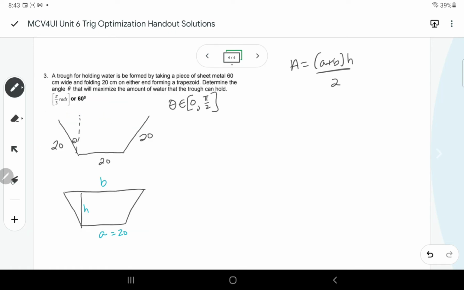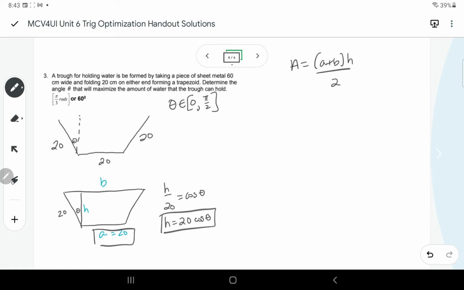H, probably not too hard either, because I have 20 there and an H. So I think I can pretty safely say, okay, H over 20 is cos of that theta. So H over 20 is cos theta, so H is 20 cos theta. All right, so I've got my H, I've got my A.